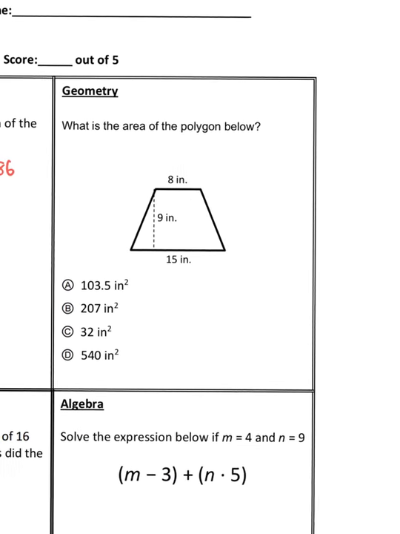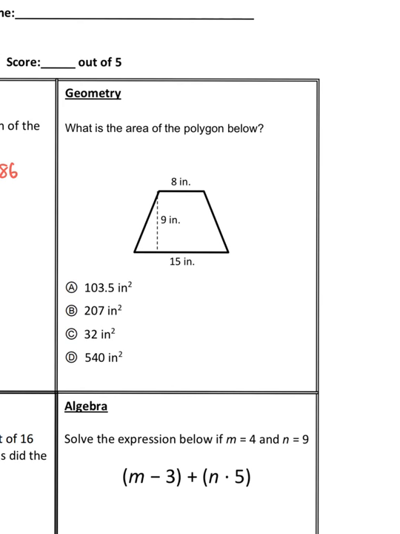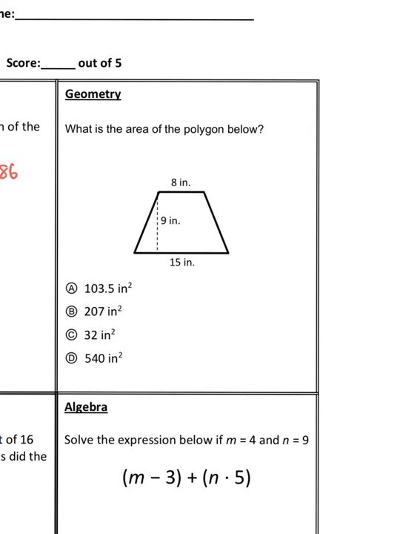In the next one, what is the area of the polygon below? Well, this is just a trapezoid, so we just need our formula, half times the height times base 1 plus base 2. So let's start with half times the height. The height is 9. See it right here. Times base 1 plus base 2. Times 15 plus 8.